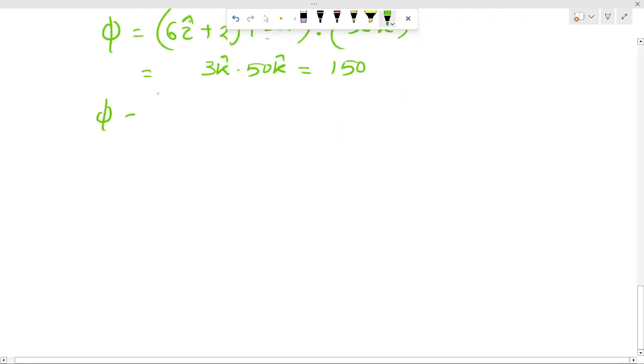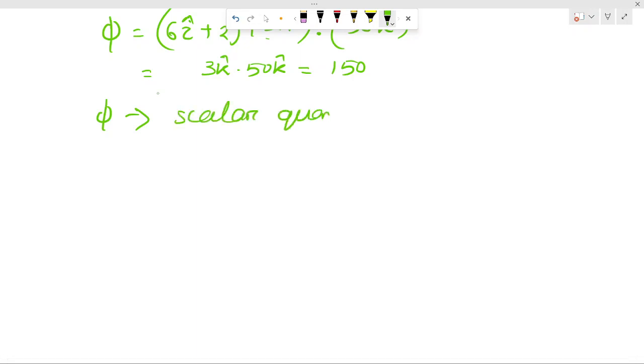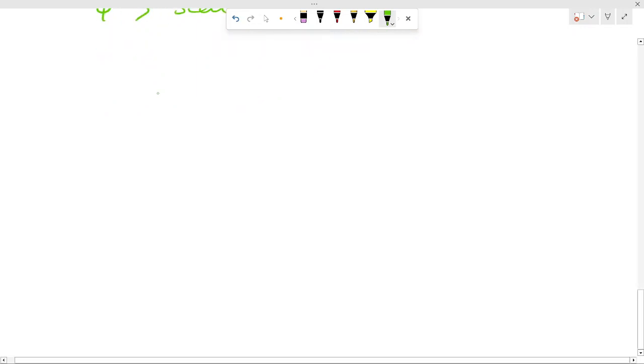Remember, electric flux is a scalar quantity. When we are talking about the electric flux, it is a scalar value.